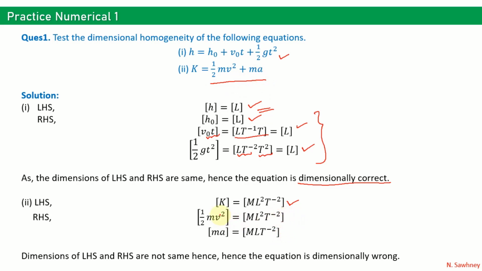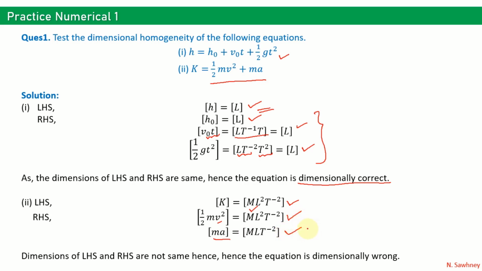Half mv square, where m stands for mass and v is the velocity. If we calculate its dimensions, it will come out to be ML²T⁻². And the last term is m into a, that is mass into acceleration. Again, if we calculate its dimensions, it is MLT⁻².